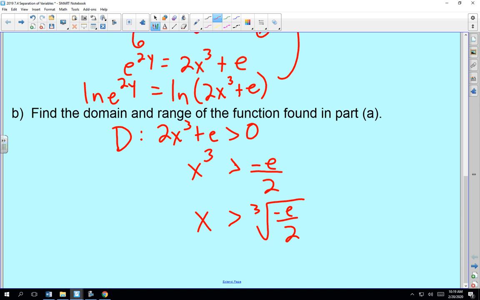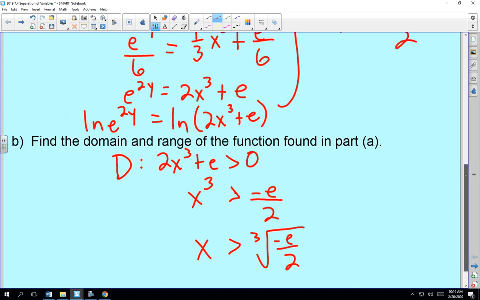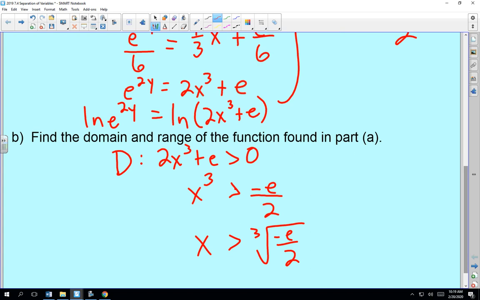Okay. Let's talk about the range. I don't know that we're going to do the range right now on this one, but do you guys know the process for finding range? Remember?